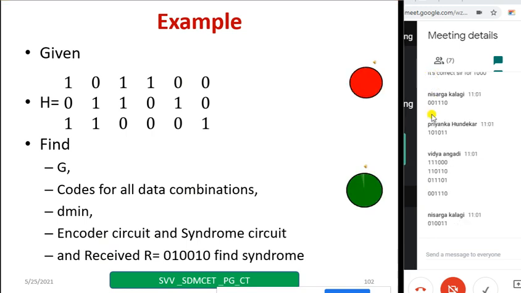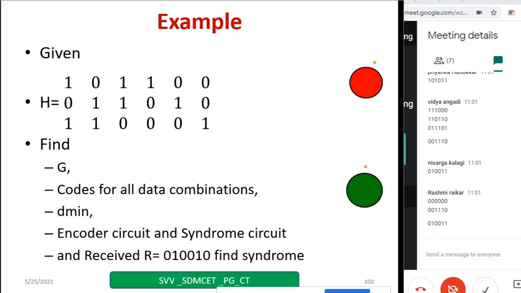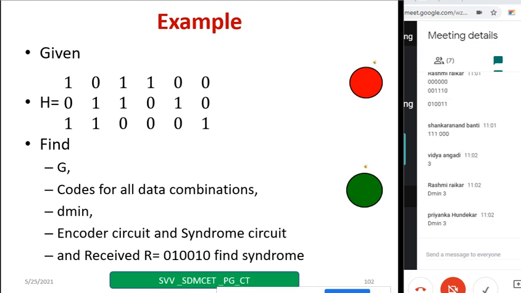Yeah, thank you. Happy to see all the code words within 2-3 minutes. Good. Now somebody can type D minimum also, so that you can go for an encoder circuit. Once you have completed writing the code words, it will be easy to write D minimum. First find out the Hamming weight for all the code words. Rashmi is telling D minimum 3, Priyanka is telling 3, Anita, Vidya is telling 3, Shankarananda is also telling 3. Minimum Hamming distance is 3.